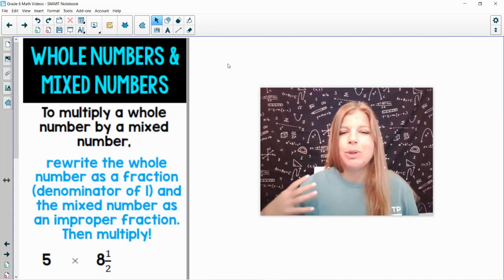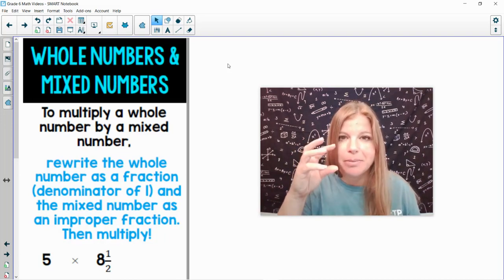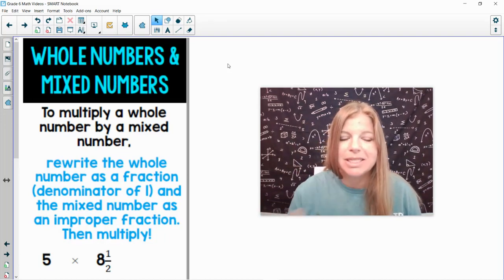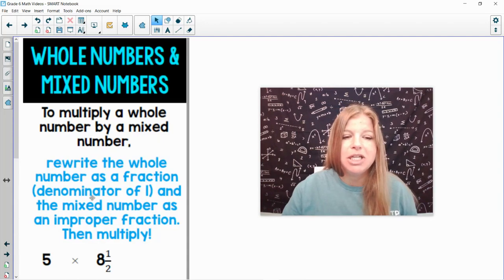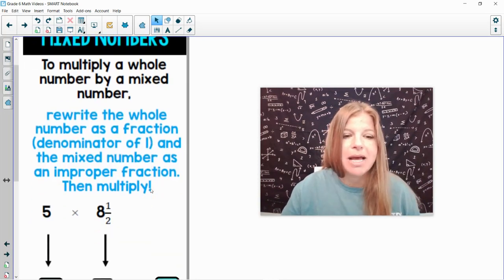So what I want to do is rewrite my whole number as a fraction so that the number is in the numerator and then I just put 1 in the denominator. And we need to change the mixed number to an improper fraction. Once we do that, we're then going to be able to multiply them together.